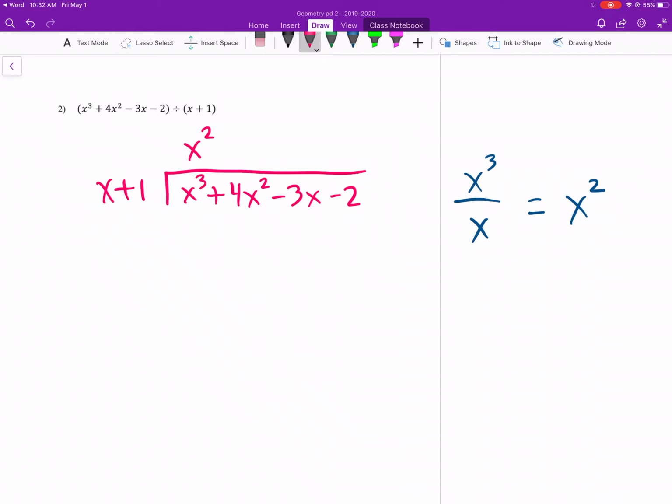Multiply. What do I multiply? What I just got by everything on the outside. So x squared times x is x cubed. And x squared, remember this is what we're doing here, times x, then times 1. X squared times 1 is just positive x squared.